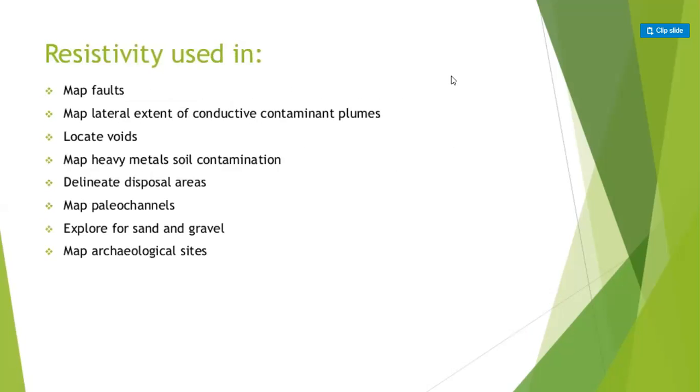Resistivity is used to map faults, map the lateral extent of conductive contaminant volumes and plumes, locate voids, map heavy metals soil contamination, delineate disposal areas, map paleo channels, explore for sand and gravel, and map archaeological sites.